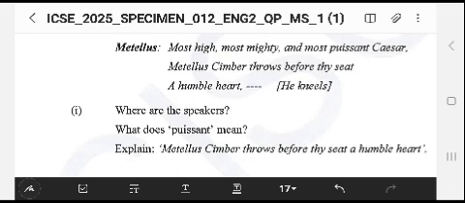Okay, if you are writing a full sentence and there are no keywords, you will not get marks. But if you write a word that is the exact answer for the question, for example, where are the speakers? If you are telling where the speakers are, that exact place name, then for that the mark is there. And if you are writing something else, 2 or 3 sentences, you will not get a mark for that. So make sure that keywords are very important in English literature.